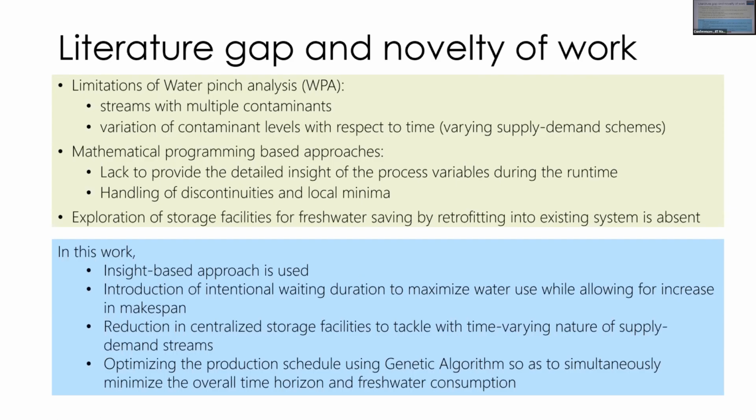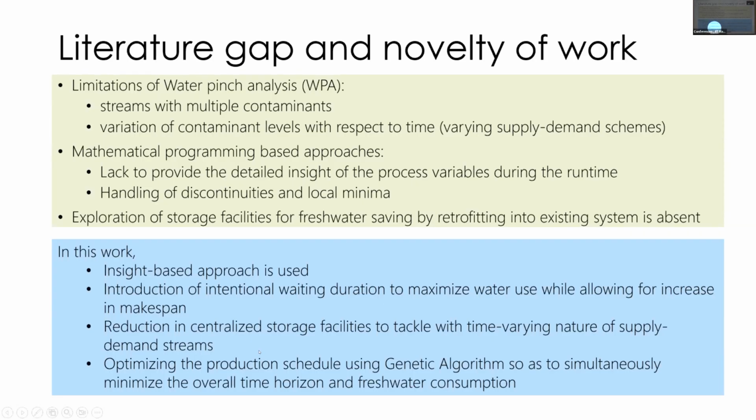And therefore, in this work, we are focusing on an insight-based approach. What we are trying to do is, can we minimize freshwater consumption while slightly trading off the make span? We are not talking about critical products where you're operating at optimal make span, but giving allowance slightly for make span and thereby bringing the freshwater down. So that's the idea. We introduce a concept called intentional waiting duration, trading off make span to reduce freshwater consumption.